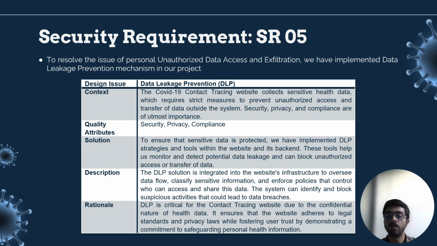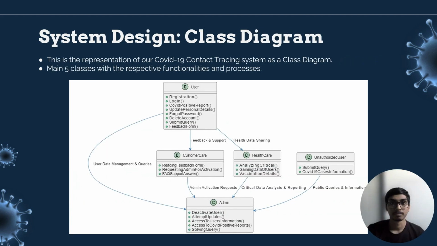And now I'll hand it over to Viren so that he can explain the class diagram. Now we will see what the class diagram is. It's a type of static structure diagram that describes the structure of a system.